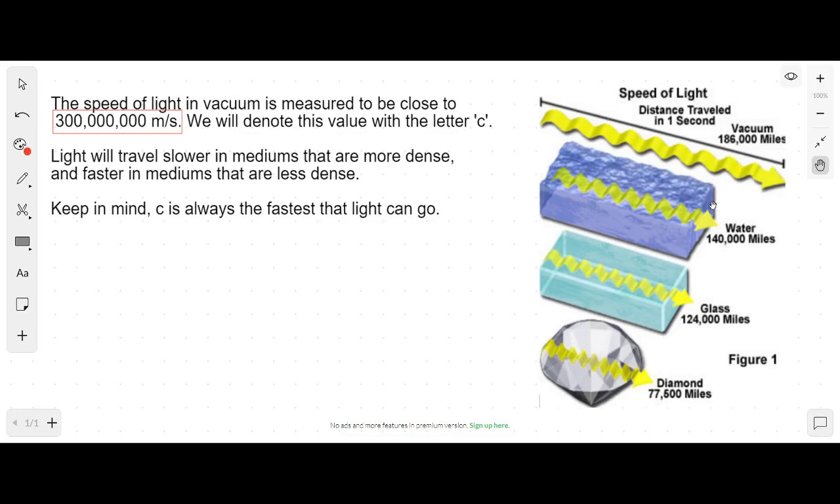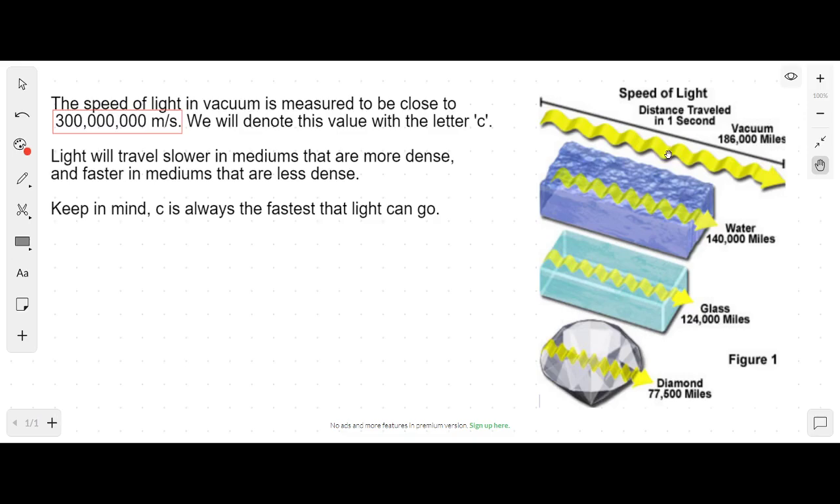Now, when the medium is water, which is a little more dense, and glass, which is a little more dense than water, and then diamond, which is a little more dense than glass, for each step down, light travels slower. When it's a heavier medium, a more dense material, light will travel slower. So that's what it says here. Light will travel slower in mediums that are more dense and faster in mediums that are less dense. Keep in mind, c is always the fastest that light can go. So the vacuum is where the speed of light is the fastest.